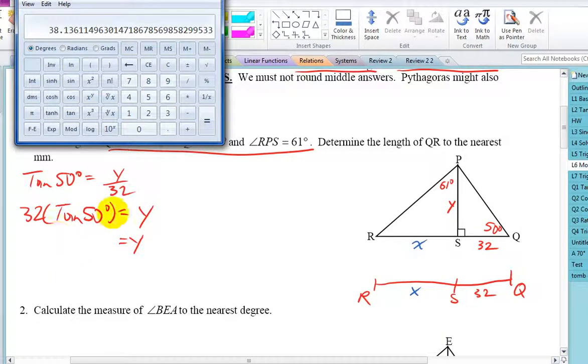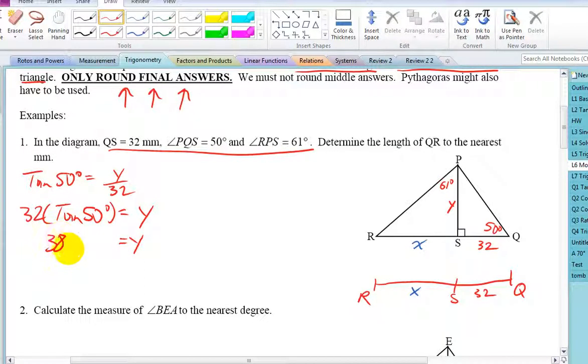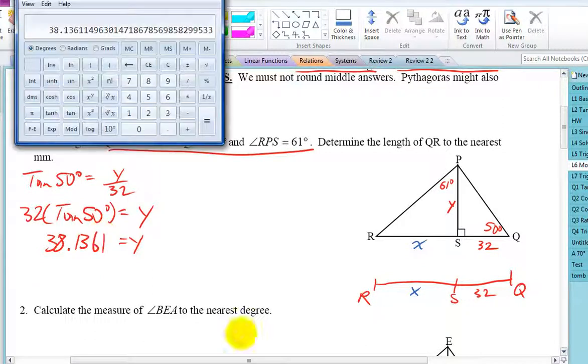So Y equals 38.1361. Keep 3 or 4 decimals just to remind you. Now on your calculator, see all these decimals? I'm going to use them. I am not going to press clear on my calculator. I'm going to use all those decimals.